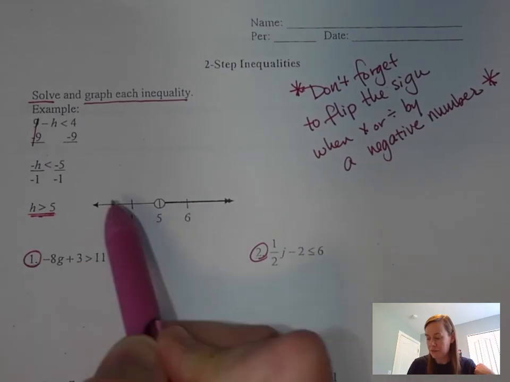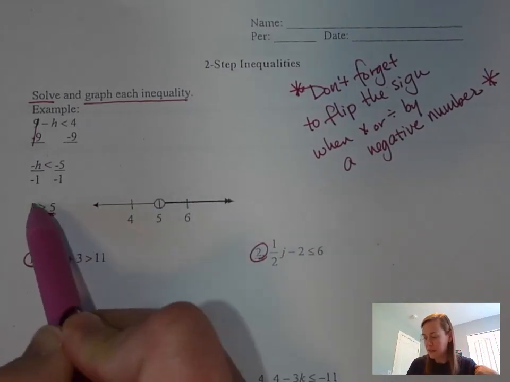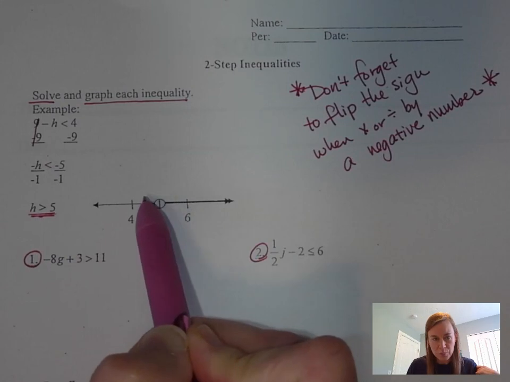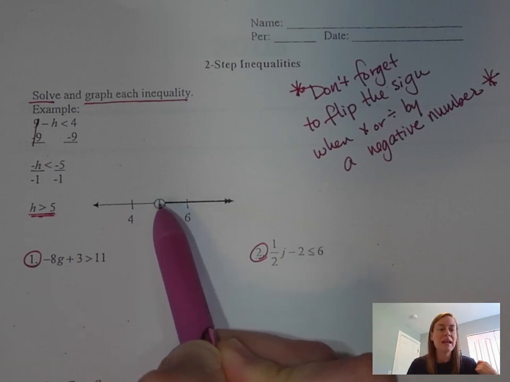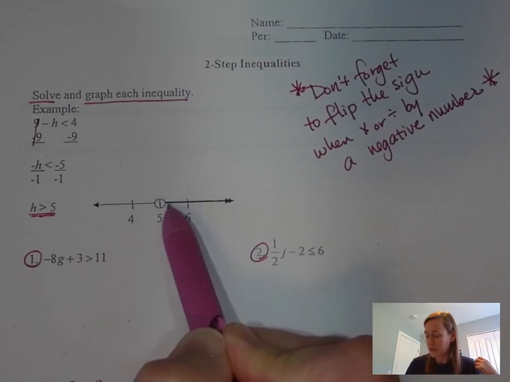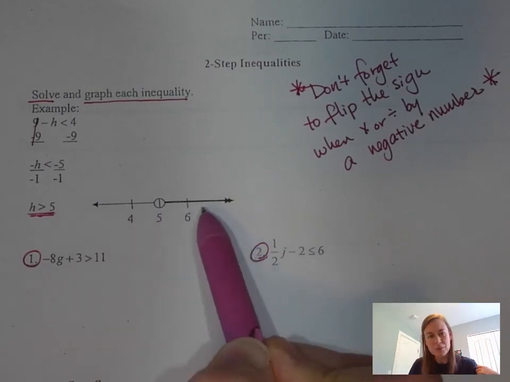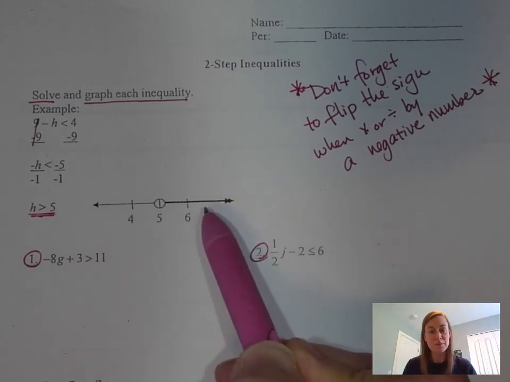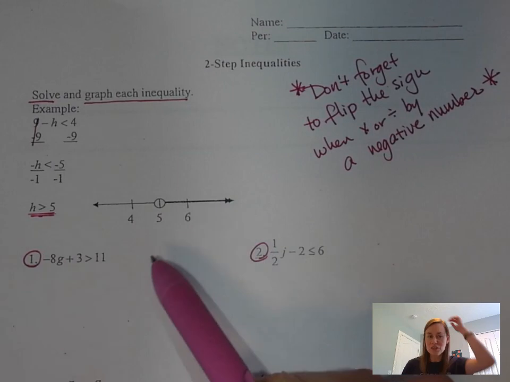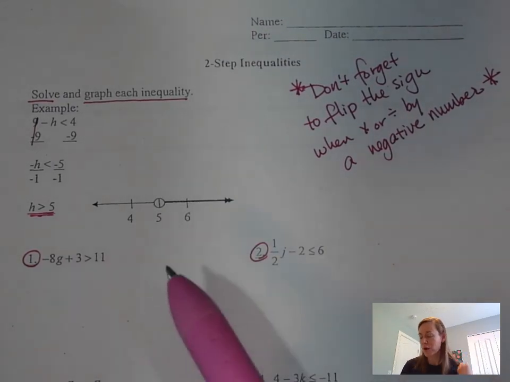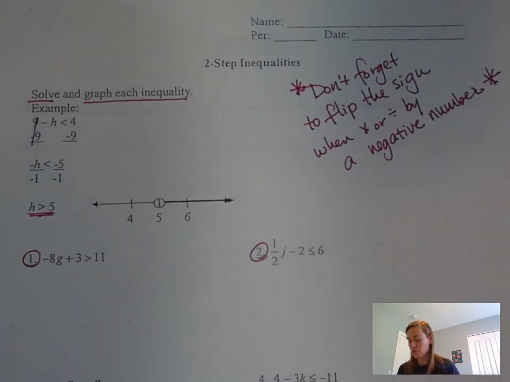And then they have their graph. So it's just a number line. It's a greater than, so it's an open circle. And h is greater than 5, so the line is going to go that way to the numbers that are bigger than 5 because we know that h is bigger than 5. Okay, let's do problem number 1. In this video, we're going to do problems number 1, number 2, and number 7. Let's get started.